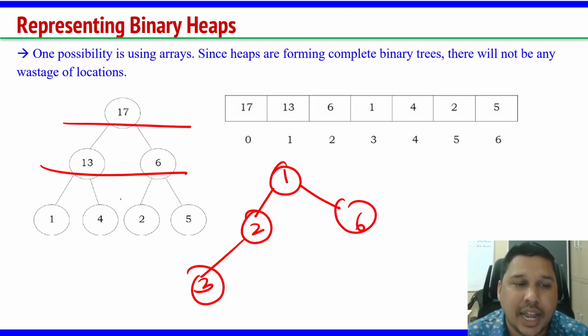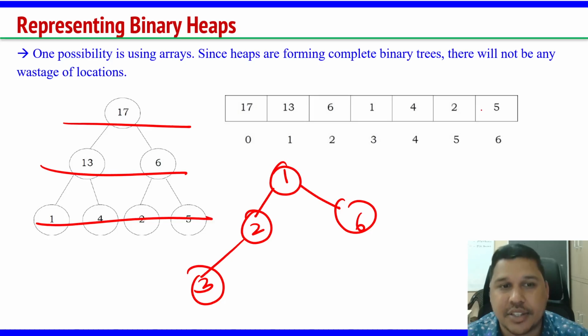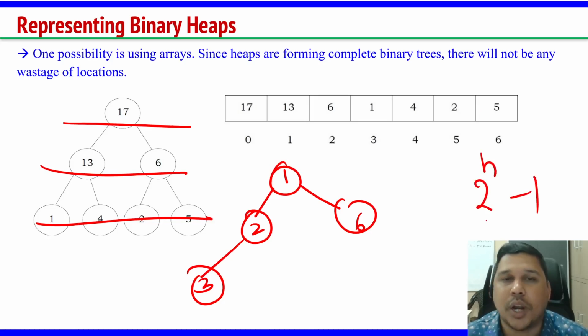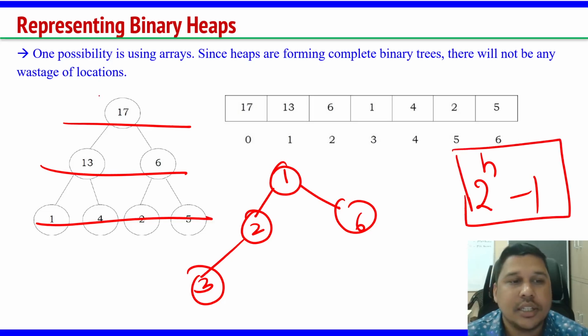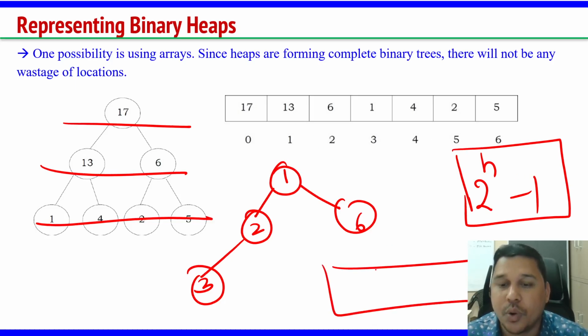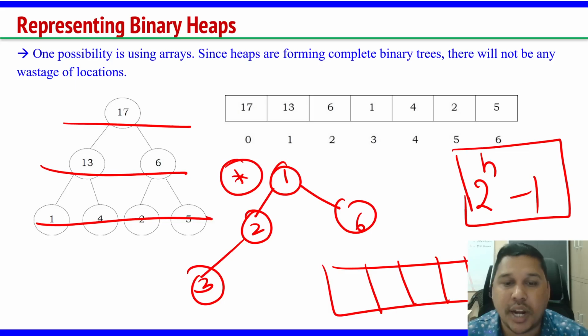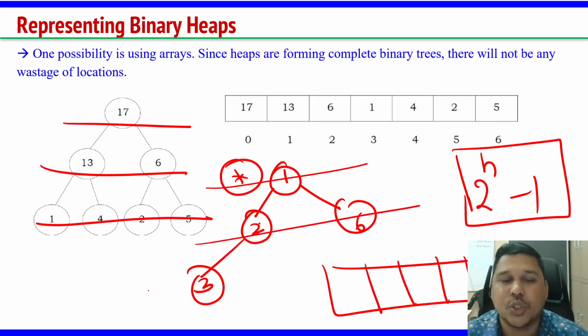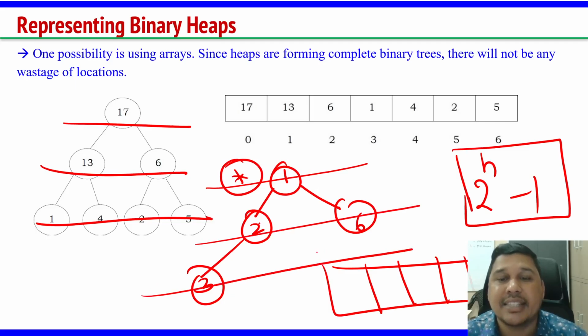We first have to calculate the height, and depending on the height we create the array size: 2 power h minus 1. This height is 3, therefore 2 cube minus 1, which is 7. So you have to create an array of size 7, whether there are 7 elements or not. We are not bothered about it. In the given tree, I have 1, it has 2 children, 2 and 6, and 2 has a left child 3, that is it. But how many levels are there? 3 levels: height 1, height 2, height 3. So the maximum height of the tree is 3, so you have to create an array with 7 elements.